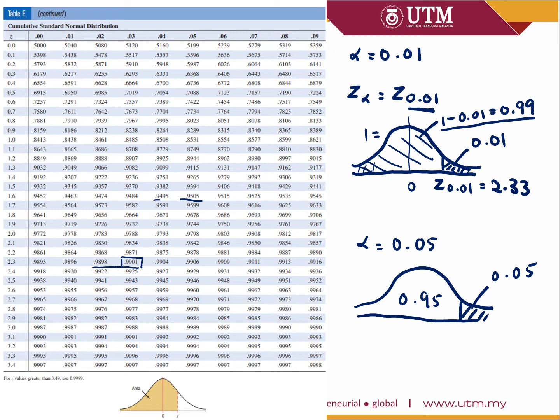Okay, between these two, it can be 1.65. So that is how we find the Z score.